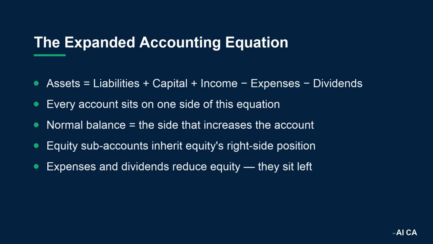Now expand the equity side. Equity grows through contributed capital and retained earnings. Retained earnings grow through income and shrink through expenses and dividends. So the full equation is assets equal liabilities plus capital plus income minus expenses minus drawings or dividends. Every account in your chart of accounts lives somewhere on this equation. That placement determines its normal balance.